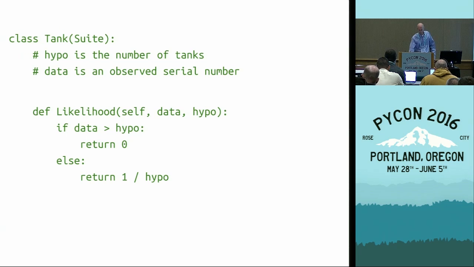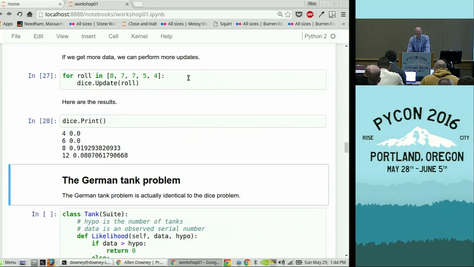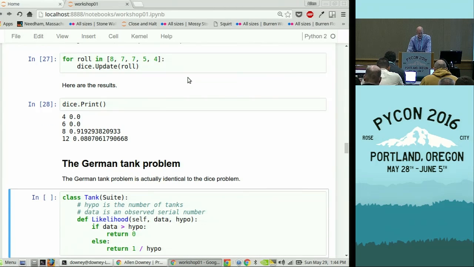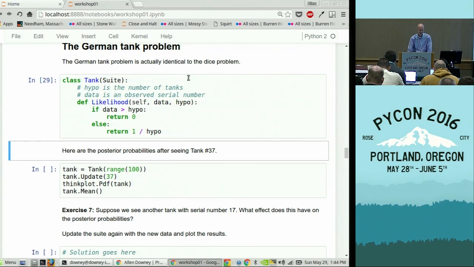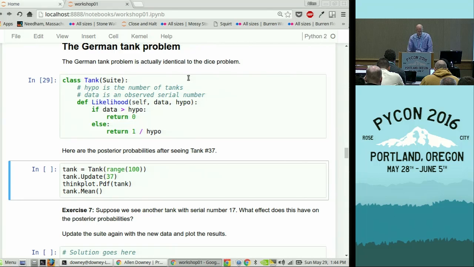Okay? And you can see in the notebook, if you want to run the next few cells, this creates a tank object that's actually identical to our dice object. The difference is that when I create the tank, instead of just 4 hypotheses, I have 100 hypotheses, that the Germans might have made anywhere between 0 and 99 tanks in that serial number. And then I do an update with tank number 37 and plot the result.